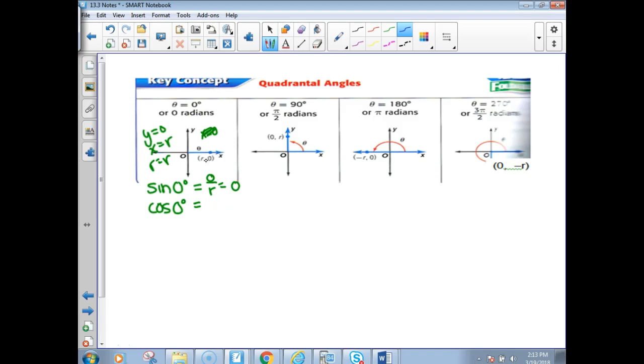Now, the cosine would come out to be x over r. Our x is r. R over r would give us 1. So I'm going to tell you that here, the answers are going to be 0, 1, or negative 1. That's it. Or possibly undefined if we were doing the tangent. Let's do the sine of 90 and the cosine of 90.